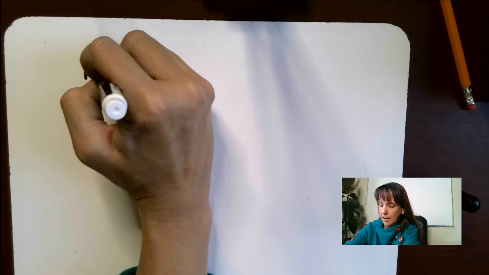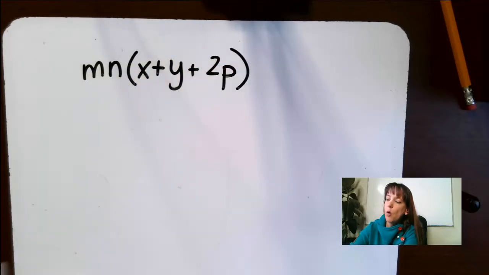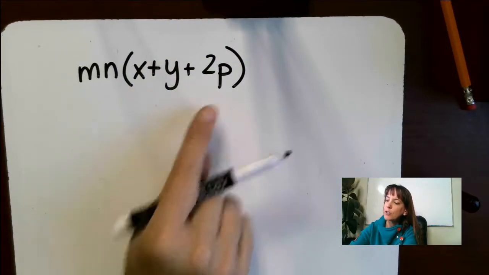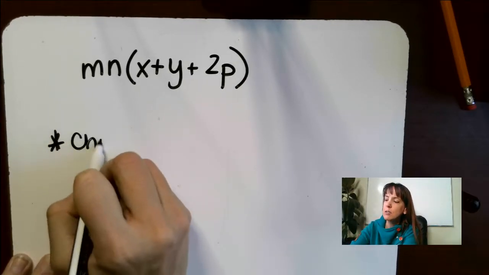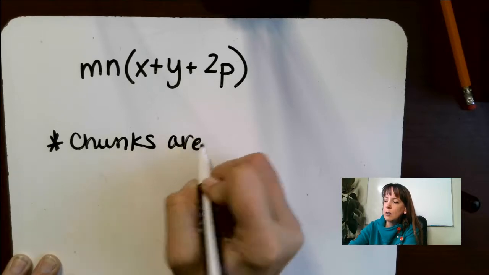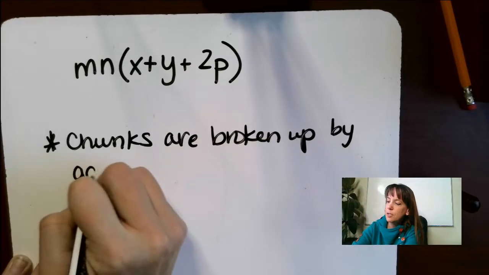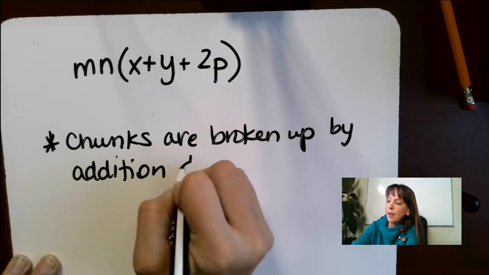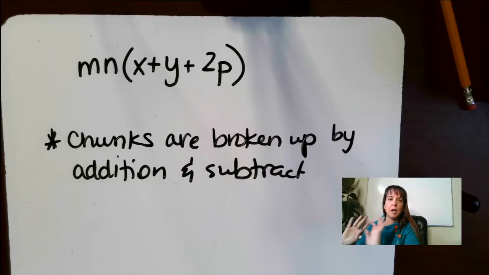Let's talk about it with a little bit more of a complicated notion. So if we have mn times the quantity x plus y plus 2p, what we're going to do now, I want you to write this down: chunks are broken up by addition and subtraction. Okay. The technical term is terms, but we're just going to talk about chunks because I think it's a lot easier to see these as chunks, okay?